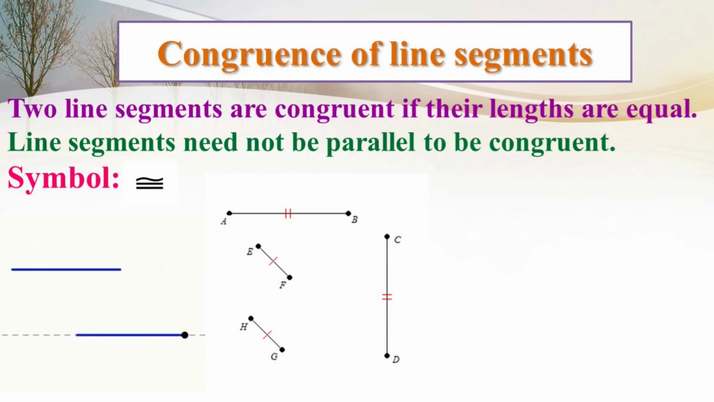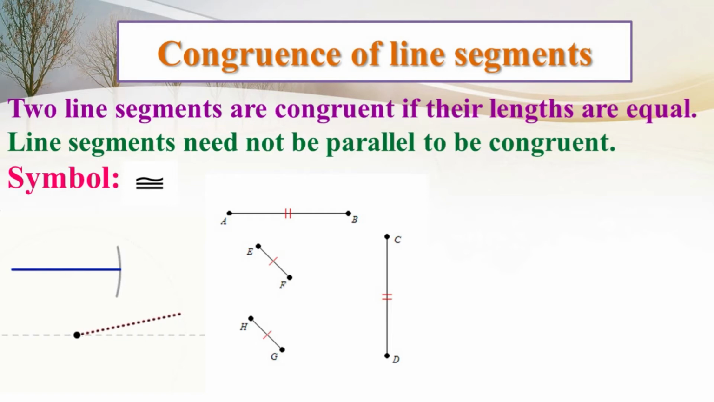Here, look at this picture. AB is one of the line segments, CD is the other line segment, EF is one of the line segments, and HG is another line segment. Can we compare these four line segments? Which are equal? We can guess by using the lines given, the red lines.